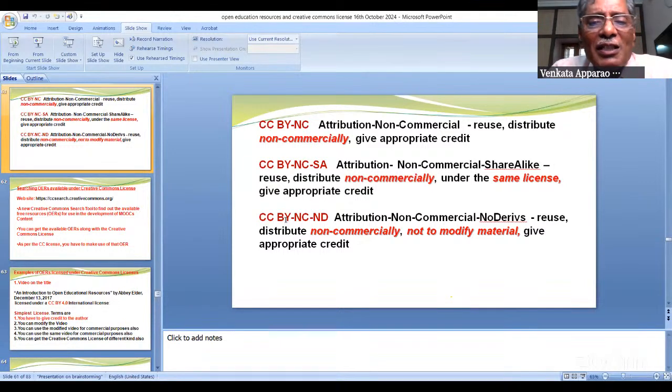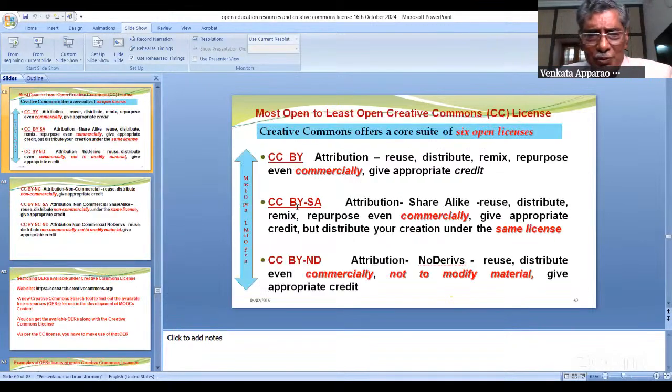Then CC BY-NC-ND. CC, Creative Commons, by giving attribution. NC, non-commercial only. ND, no derivatives. You cannot modify. So, CC BY is the most open.